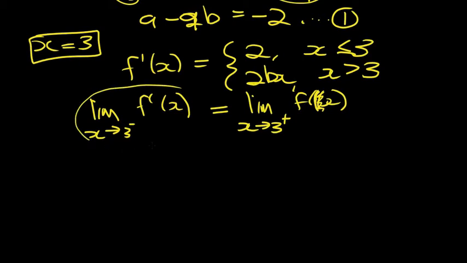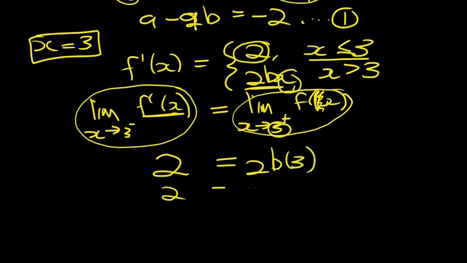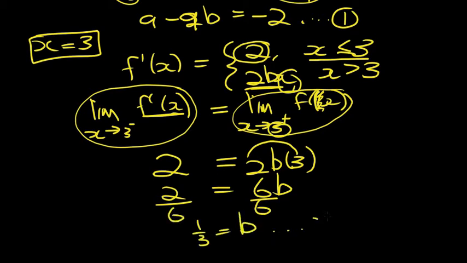As x approaches 3 from the negative side of the differentiated function, the value is 2, because this is where x is less than or equal to 3. But as x approaches 3 from the positive side, the value is 2bx, and now we place the 3 into the x, so it's 2b times 3. So you have 2 is equal to 6b. Then you divide by 6 to get b on its own, so 1 over 3 is equal to b. This is your second equation.